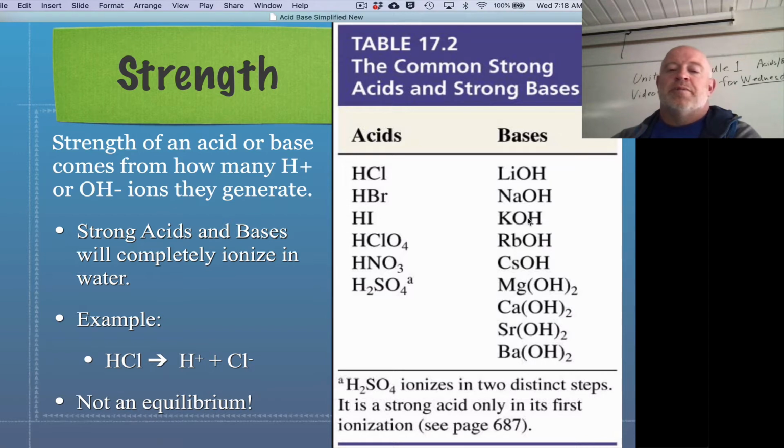So if we start talking about potassium hydroxide, you should think, oh, that's a strong base, I know it's going to completely ionize. Or if I talk about hydrochloric acid, you should think, oh, that's a strong acid, it's going to completely ionize.